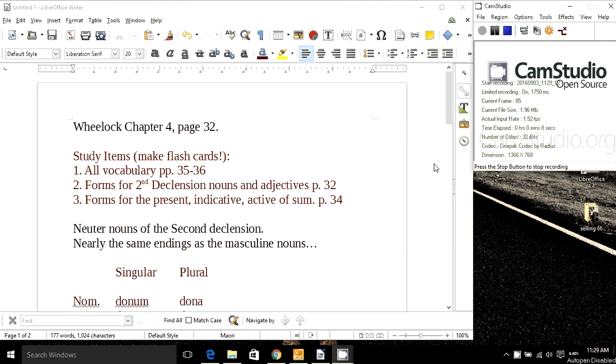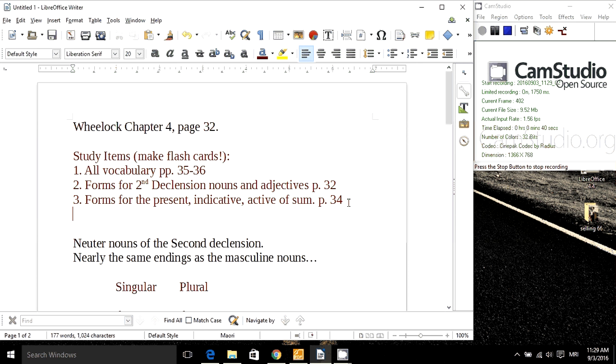At the start here, let's note what you will need to study this week after this lesson. It's the normal stuff: all the vocabulary for the lesson, which is on pages 35 to 36. We'll go over that at the end of this lesson. The forms for the second declension nouns and adjectives, which are on page 32. And the forms for the present indicative active of the verb sum, which is on page 34. Again, we're going to go through all that, obviously. But right at the start, that's what you need to study this week.